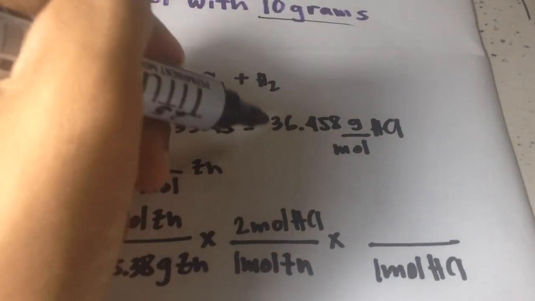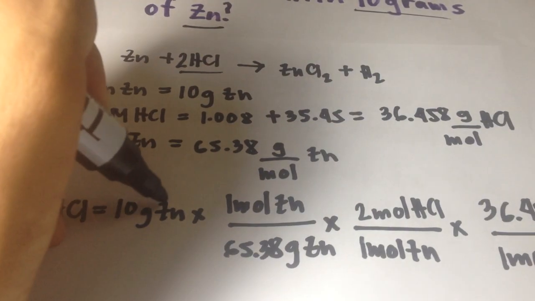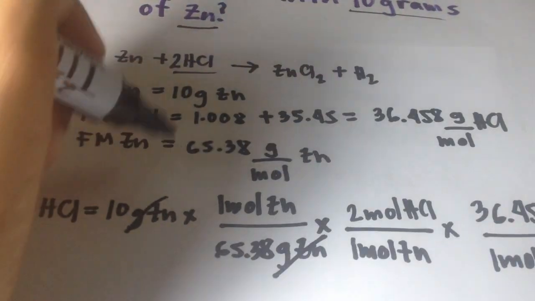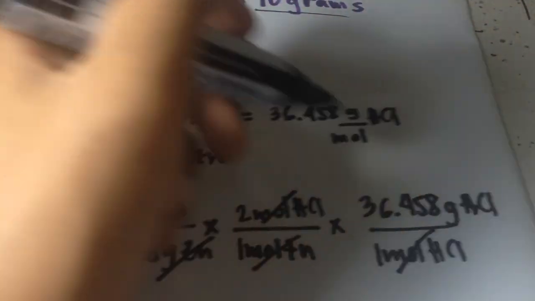So 1 mole of hydrochloric acid times the grams of hydrochloric acid, 36.458 grams of hydrochloric acid. So we need to cancel grams and grams, and the moles, cancel by moles of HCl. So the left is the grams of hydrochloric acid.